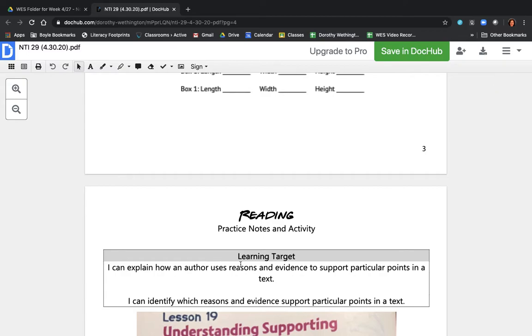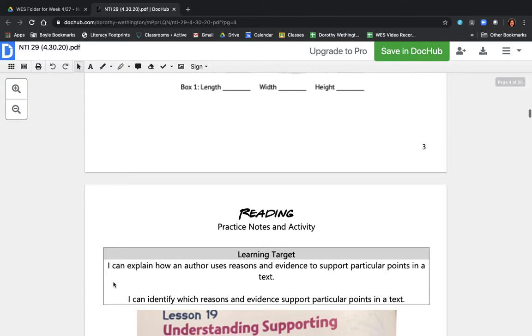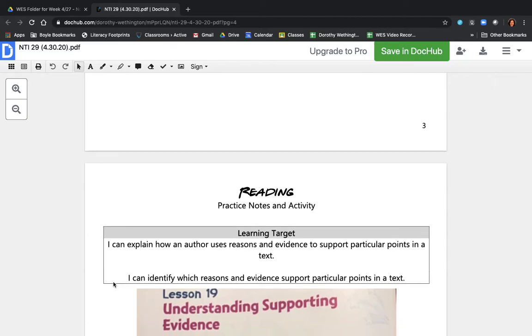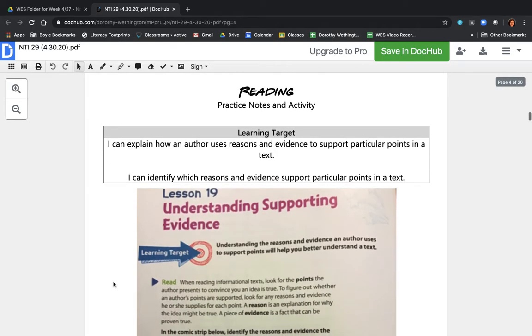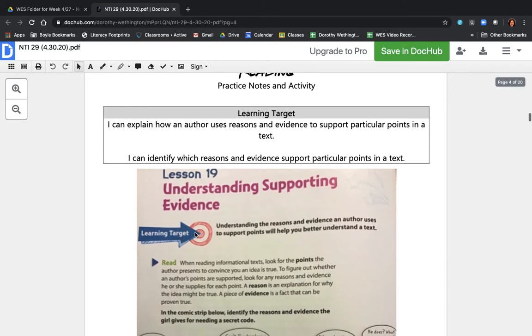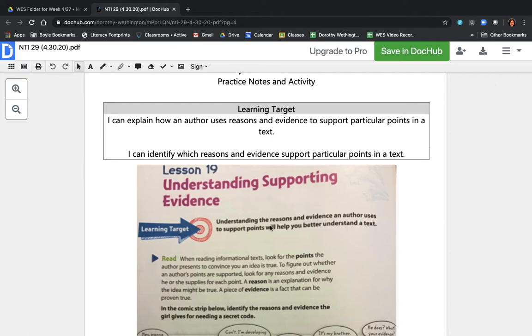Reading, practice notes and activity, learning target. I can explain how an author uses reasons and evidence to support particular points in a text. I can identify which reasons and evidence support particular points in a text. Lesson 19, Understanding Supporting Evidence. Learning target. Understanding the reasons and evidence an author uses to support points will help you better understand a text.